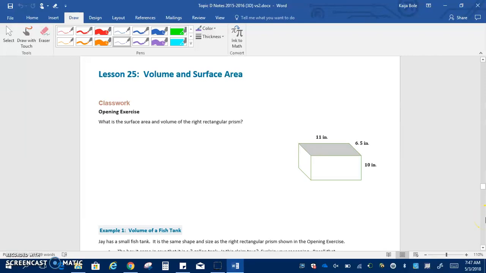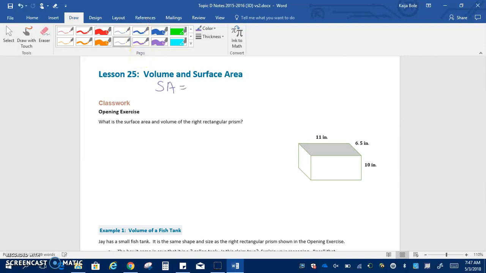Alrighty, so here we are on lesson 25, volume and surface area. So this lesson is pretty much combining everything that we've been working on and doing just some more problem solving type of questions. So before we get started though, let's put the formula for surface area at the top here.